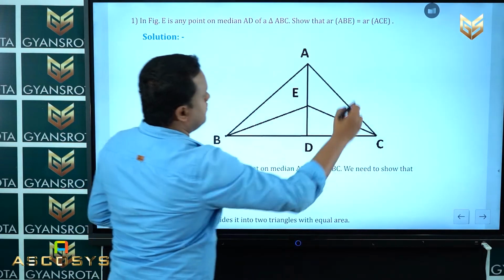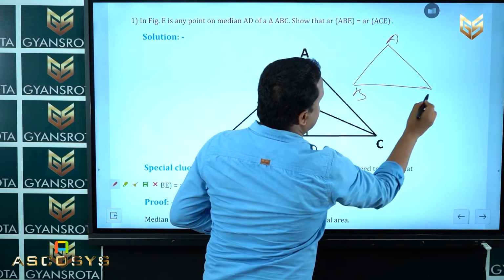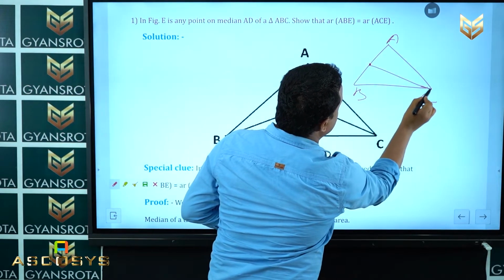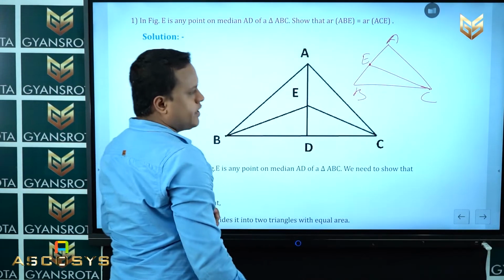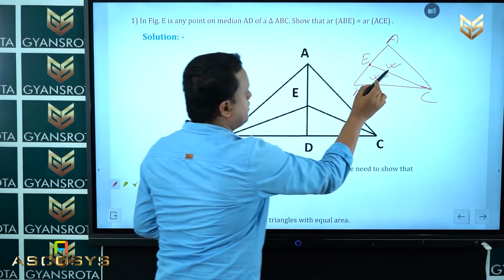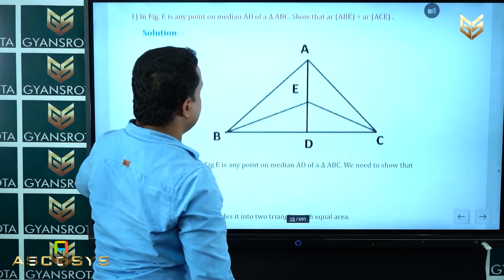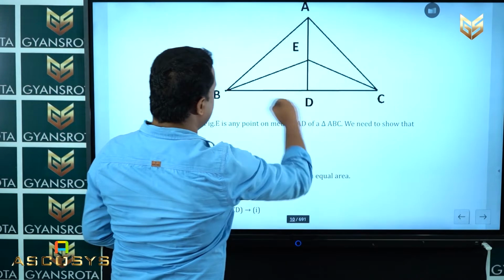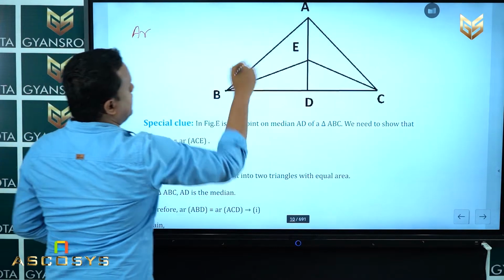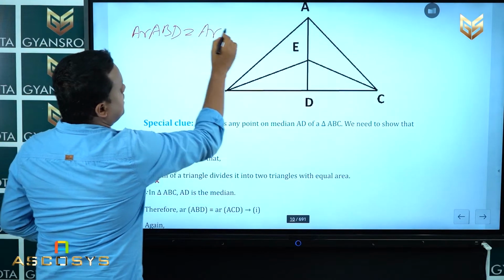So if we have any triangle like this, ABC, and we draw a median to the midpoint, it divides the triangle into two triangles of equal area. The area of this triangle will be equal to the area of this triangle. So here, since AD is the median of triangle ABC, the area of triangle ABD is equal to the area of ADC.